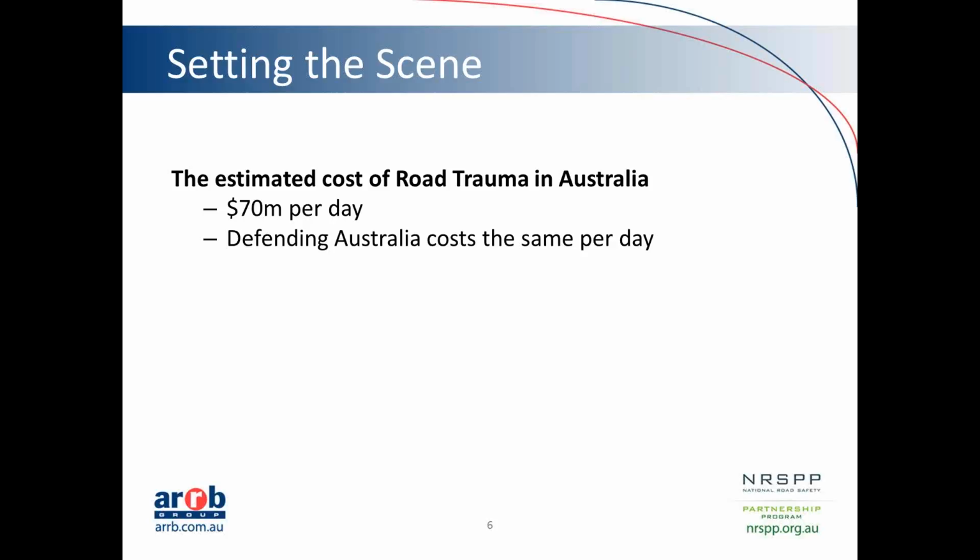Interestingly, the Australian Defence Force budget for defending Australia is exactly the same. It's $70 million a day. So we spend $70 million a day defending Australia, which is good and proper, but we're losing $70 million a day as a result of needless road trauma.